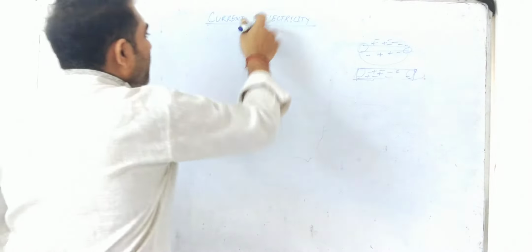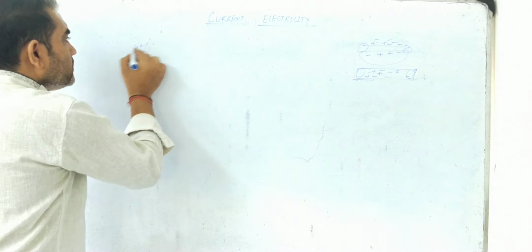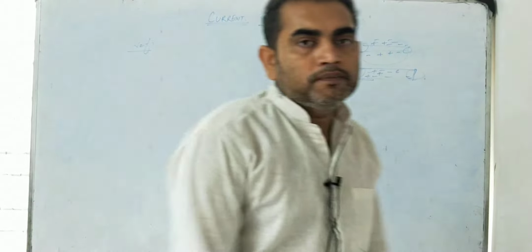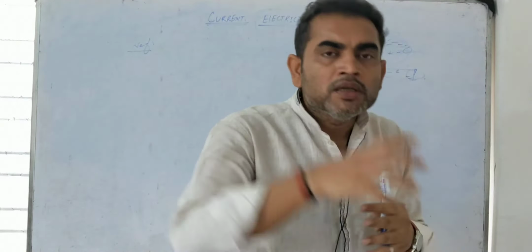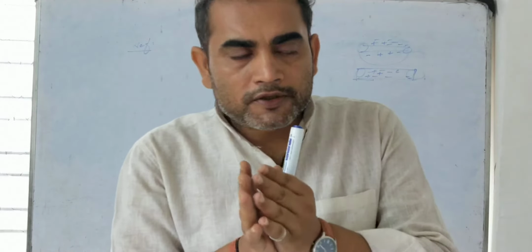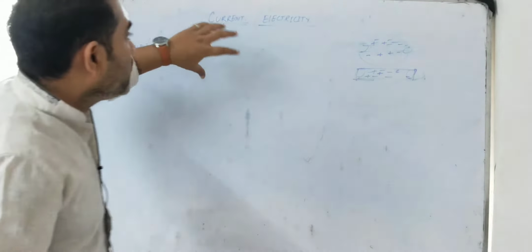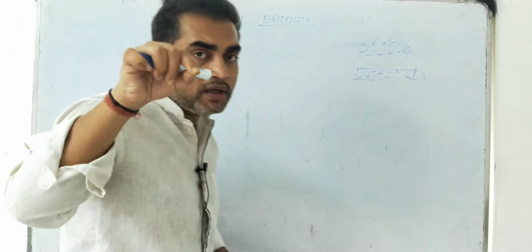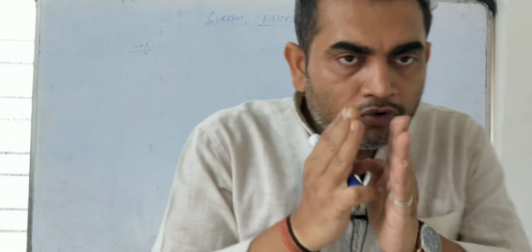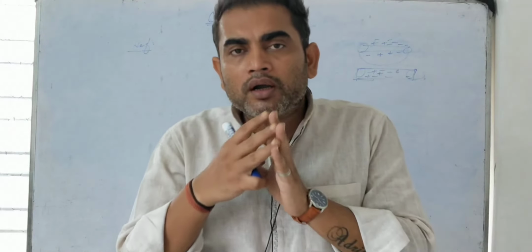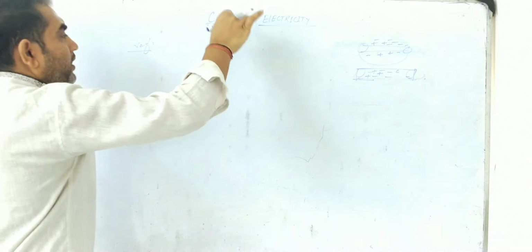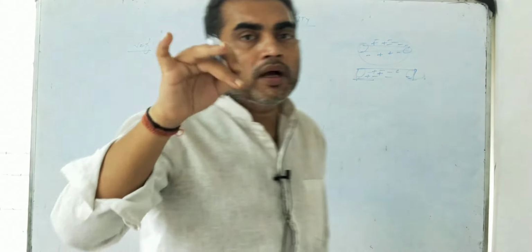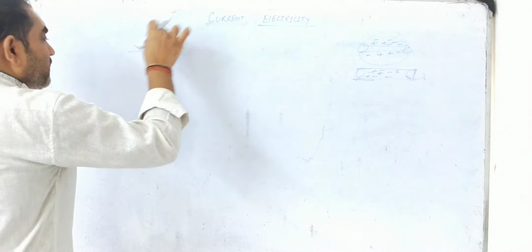So what will be the definition of electric current? Flow of charge. It is not about positive and negative charge, simply we are talking about charge. Flow of charge per unit time, that means in a specific time. So the flow of charge per unit time through a conductor is said to be electric current. I'm going to write the definition for you.